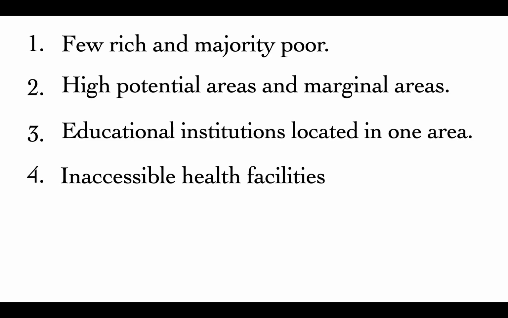High potential areas are like which areas? We have areas like Kericho where there is what? There is tea, yes. And then marginalized areas. Yes, Turkana. Another cause of inequitable distribution of wealth is educational institutions located in what? In one area. We find that most educational and training institutions which provide quality education and training are in one area.